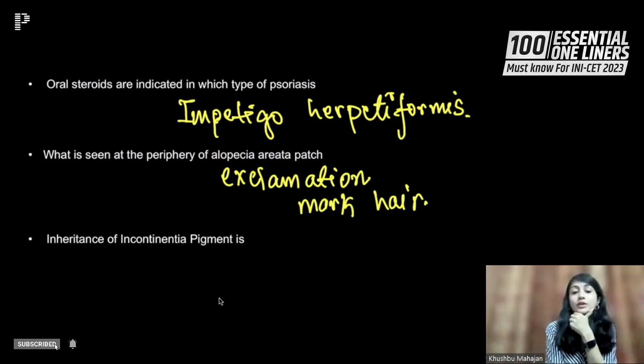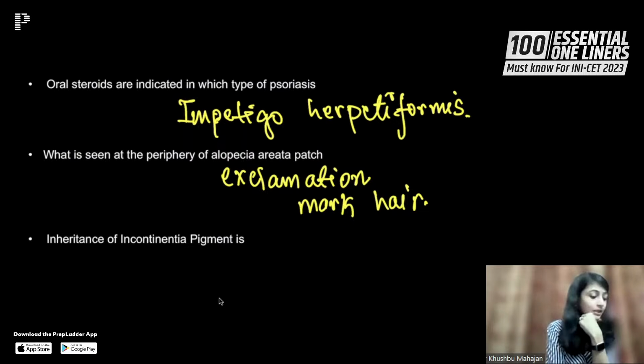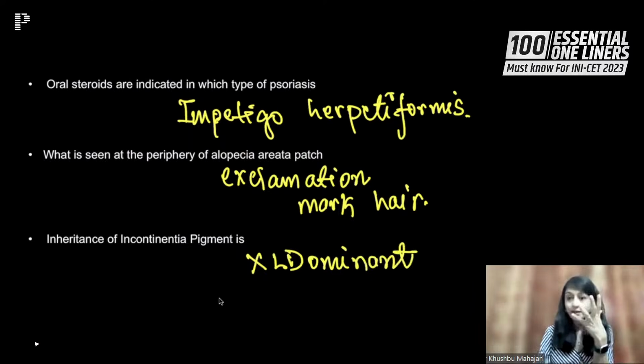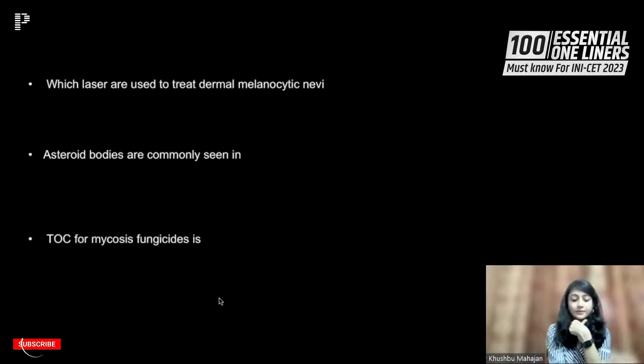Inheritance of incontinentia pigmenti is... absolutely right. Inheritance of incontinentia pigmenti is X-linked dominant. Amazing. You guys know everything. X-linked dominant, one of the rare conditions, right? So that's why I put it in here.